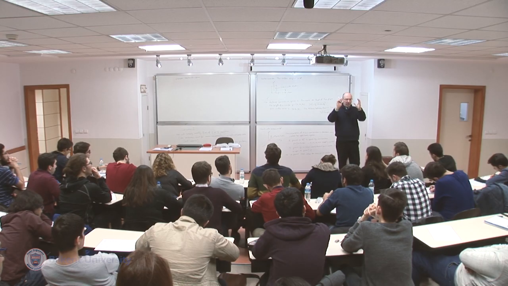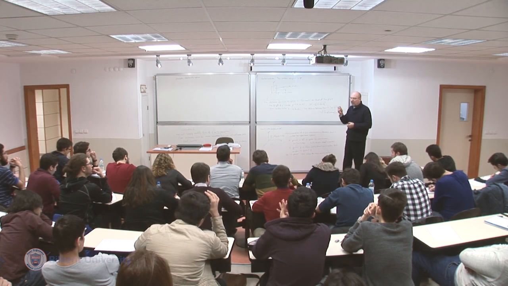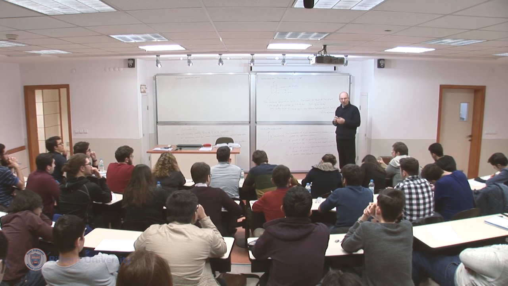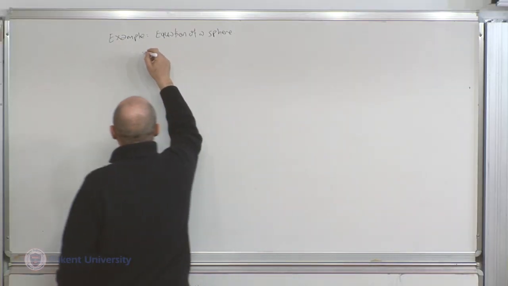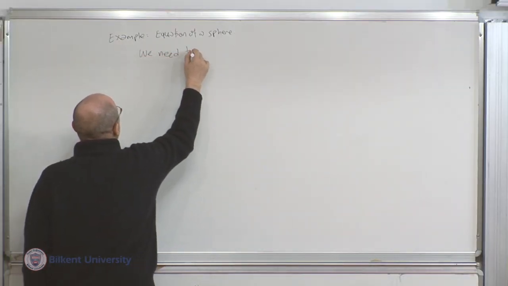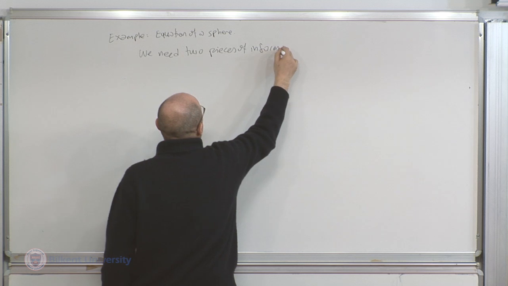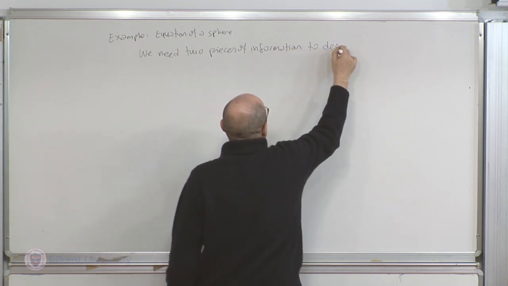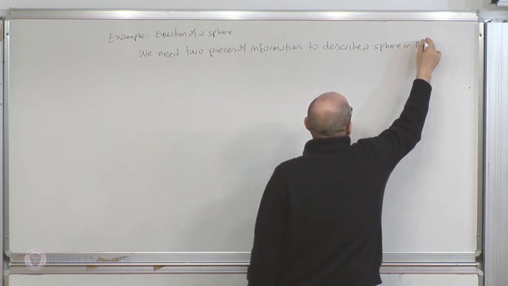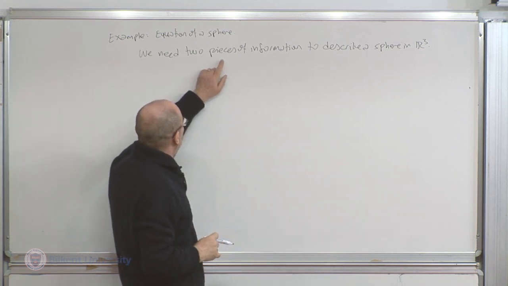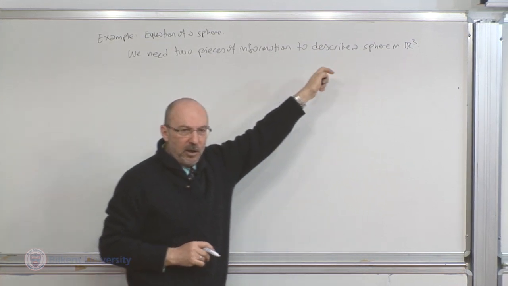But if we are going to locate this sphere somewhere in R3, we have to tell where we are putting it. The general thing is, of course, to tell where you put the center of this sphere. Okay, so we need two pieces of information to describe a sphere in R3. So it's again the same kind of information we need to describe a circle in R2. You have to give the radius and where the center is.